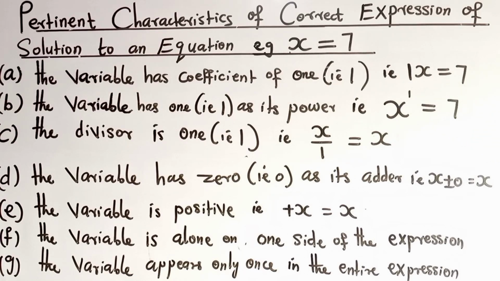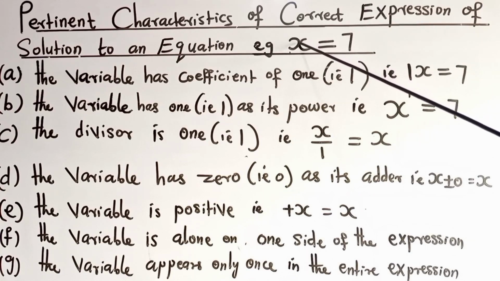It is not out of place that we want to learn these expanded expressions that lead to x is equal to 7. Also, from this x is equal to 7, we learn that the variable is alone on one side of the expression. The variable, which is the x, which means that if you watch this, x is equal to 7.